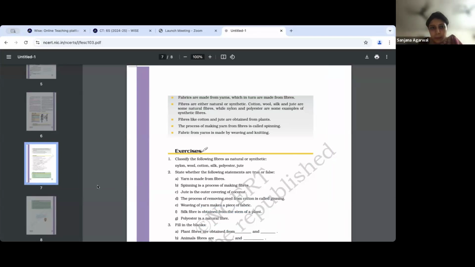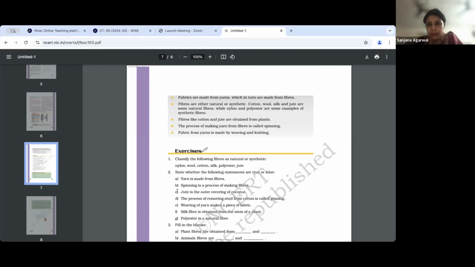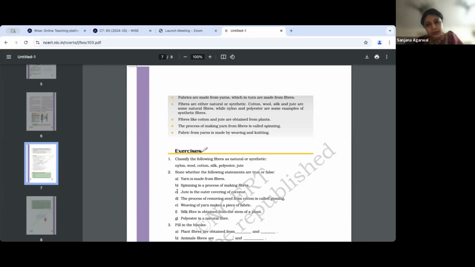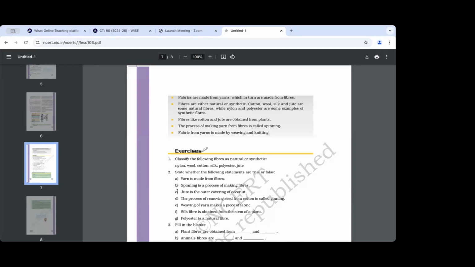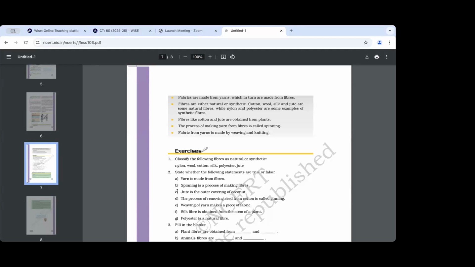State whether the following statements are true or false. Yarn is made from fibers. True or false? True, ma'am. Okay. Spinning is a process of making fibers. False. Then spinning is a process of making what? Yarn. Spinning yarn.